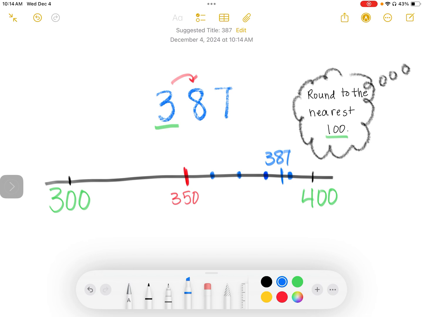Well, my 8 in the tens place tells me that I am really close to this 400. You can see that on the number line, and we know that when I get to 8 tens, my next number is 390 with 9 tens, and then I'll be at 400. So 387 rounds to 400 when I'm rounding to the nearest hundred. So in this case, my answer would be 400.